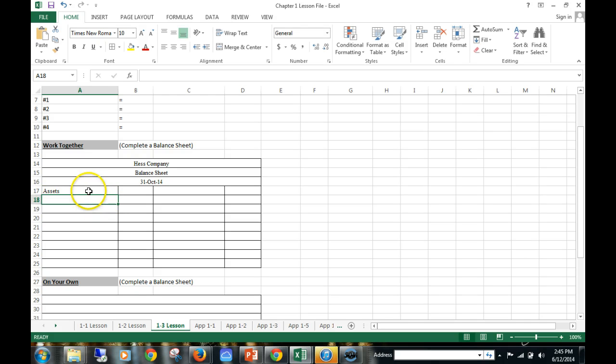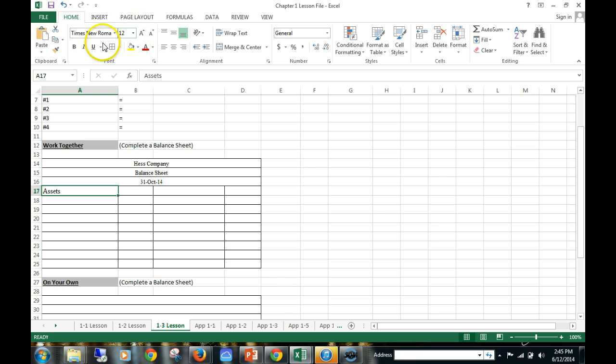Next thing we're going to put is the word assets. And again, I told you that I want this bold. We're going to raise the font a little bit here, bold it, and center it. That way we know what our assets are. We're going to line everything to the left. So cash is an asset. Supplies is an asset. And prepaid insurance is an asset.